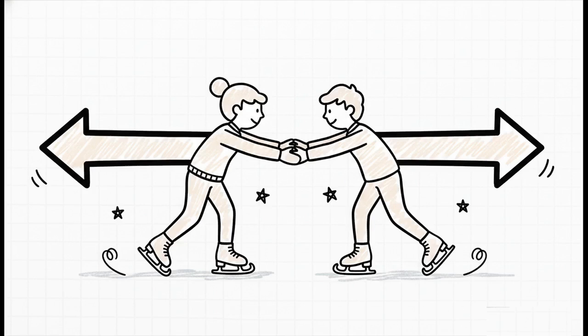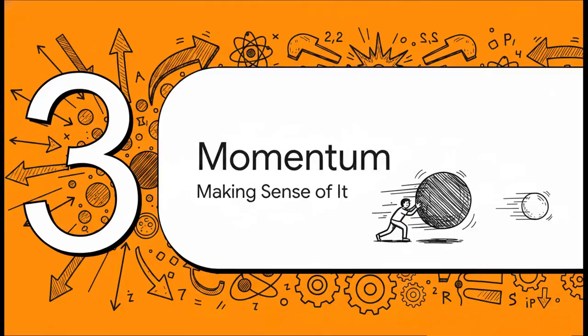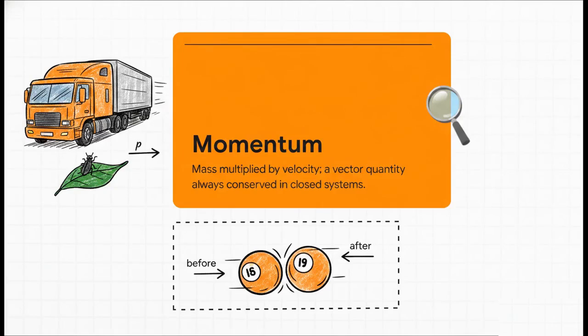Equal force, opposite direction. Two entirely different objects. Makes sense, right? That brings us to part 3, making sense of momentum. So what actually is momentum? Simply put, it's just mass multiplied by velocity.